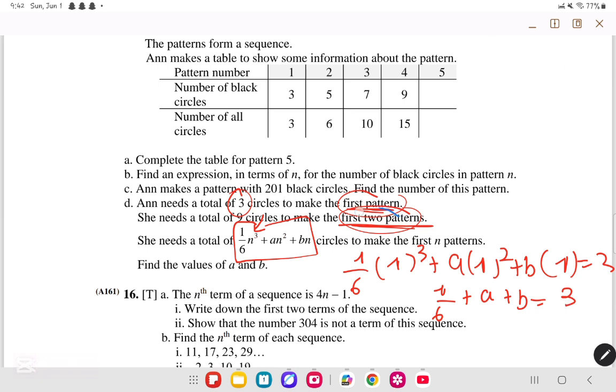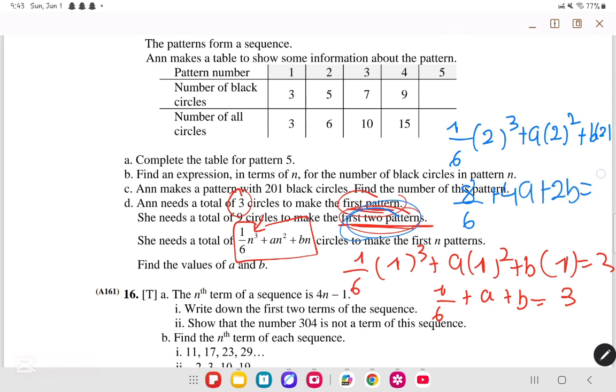For the second one, it says it needs 2 patterns. So it's 1 over 6 times 2 cubed plus a times 2 squared plus b times 2. After solving it, it's going to be 8 over 6 plus 4a plus 2b is equal to what? It's equal to 9. So basically, 4a plus 2b, if you move this to the other side, 4a plus 2b is equal to 9 minus 8 over 6. Okay, so 9 minus 8 over 6, it's what it is, 23 over 3.